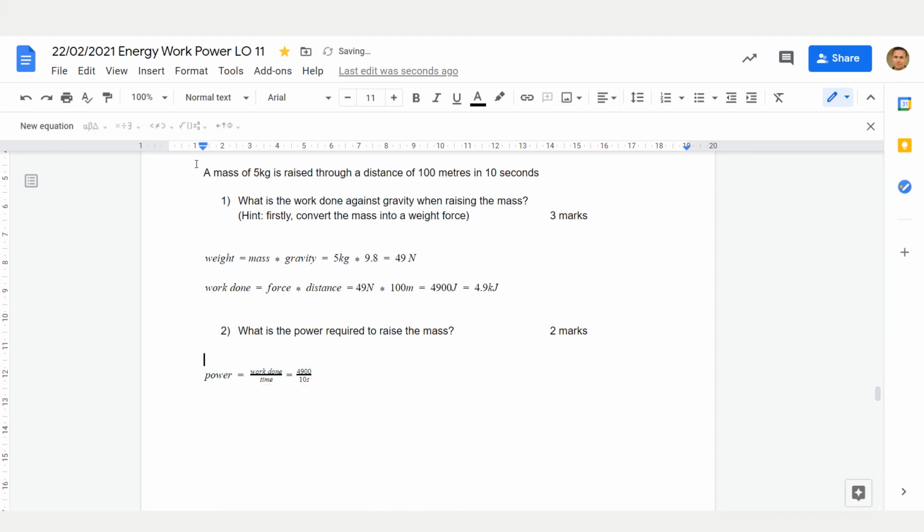If I put S there just to remind myself, I can do, then I'd put J here for joules. You don't have to do that in the middle of an equation. That's equal to 4,900 divided by 10. You just take a 0 off the end. 490 watts. That was the power. So in no time at all, I've got 5 marks, which is a substantial amount to get in this exam.